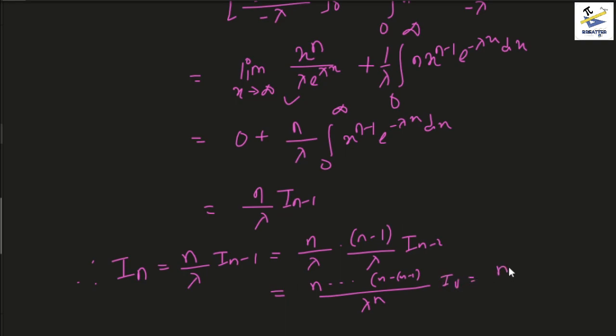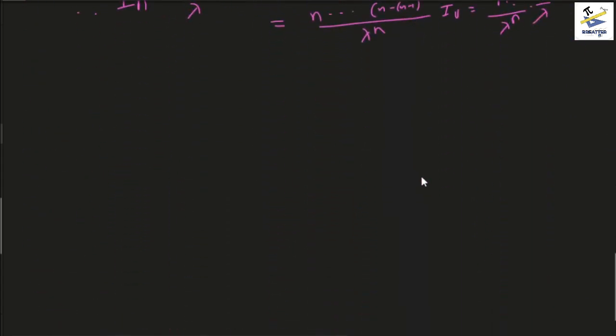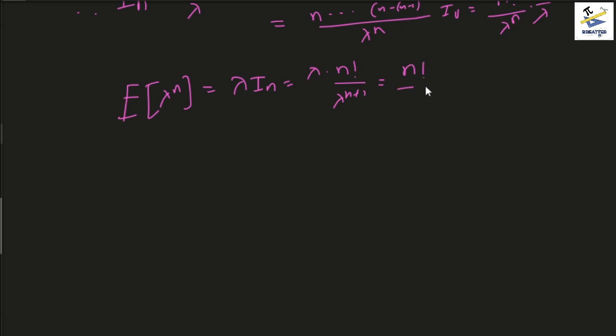This would give you n factorial by lambda to the power n times 1 by lambda. Therefore we can see that the answer here is E of X to the power n equals lambda times I of n, which is lambda times n factorial by lambda to the power n plus 1, which is n factorial by lambda to the power n, which is the answer. This completes our question. So anyways, in the next video we shall see about the MGF.